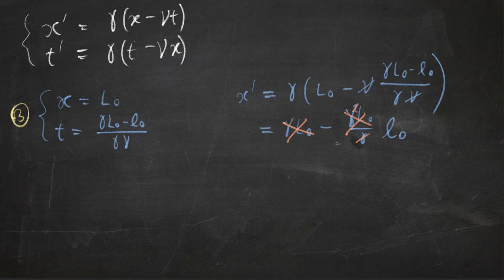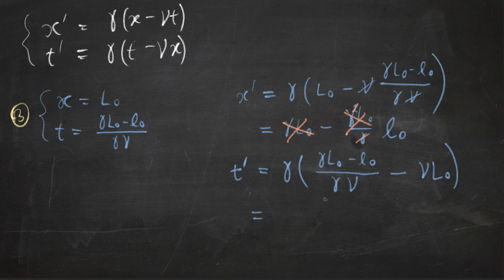So all is well. And then t prime is, well, this is the one I want to focus on. This is the time coordinate of event 3 in the prime frame of reference. And this is going to tell you whether simultaneity can be flipped around or not. So this is the interesting one. Let's go ahead and figure this out. t prime is going to be gamma times t minus vx. What's t? The t is that thing: gamma L naught minus little L naught divided by gamma v. And then that's going to be minus vx, so minus v times the big L naught.